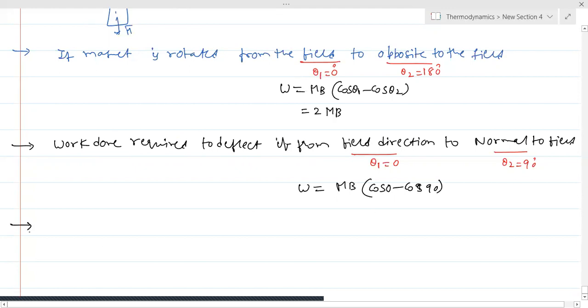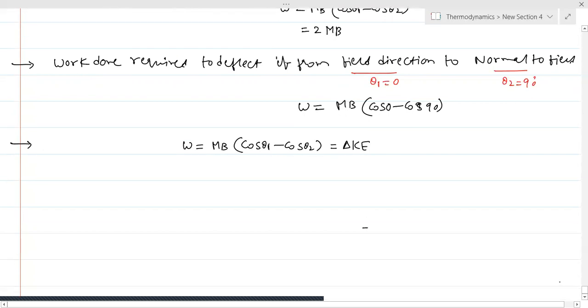Or depending on the need, we may use this work done, which is MB into cos theta 1 minus cos theta 2, as the change in kinetic energy. According to our mechanics, we will use the work energy theorem. Work done equals change in kinetic energy.